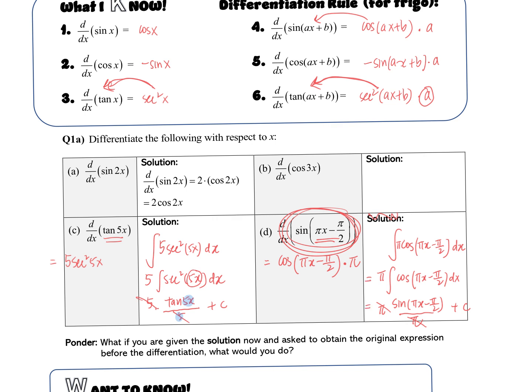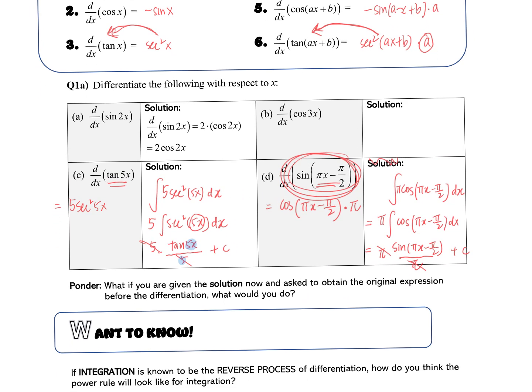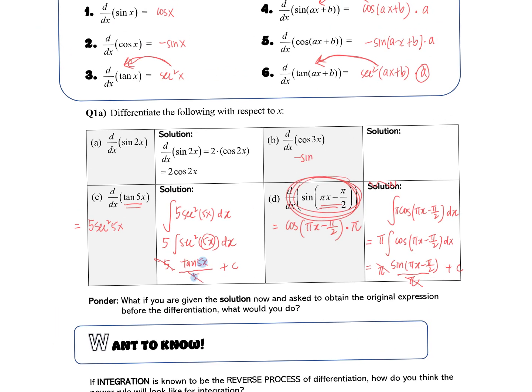So it's the same thing like what you do for differentiation. You just reverse the whole thing. So don't overcomplicate things. It is just the same few steps. Differentiate cosine is minus sine. That's what I said just now.